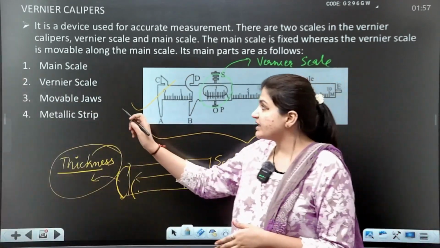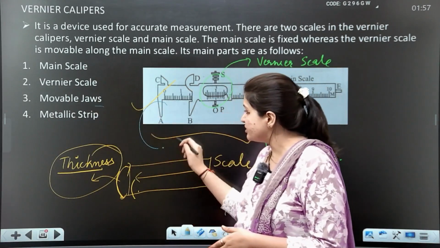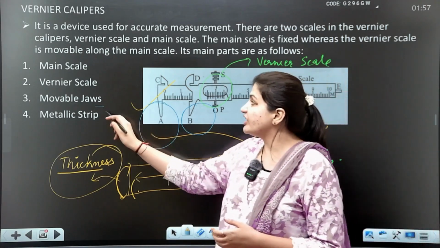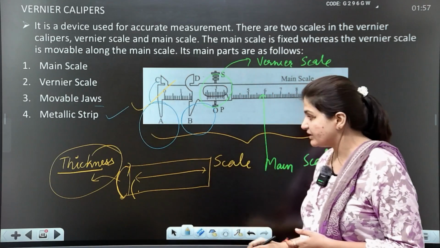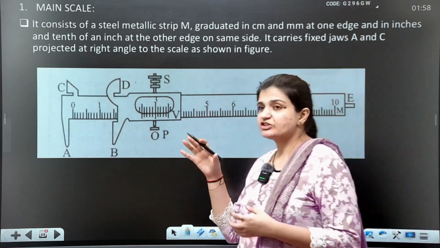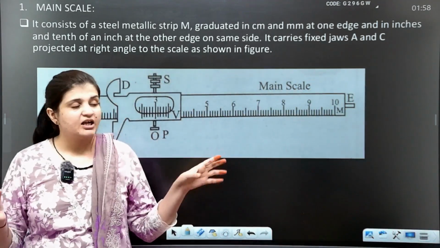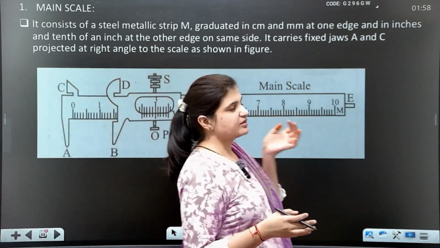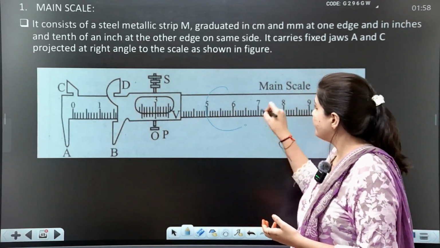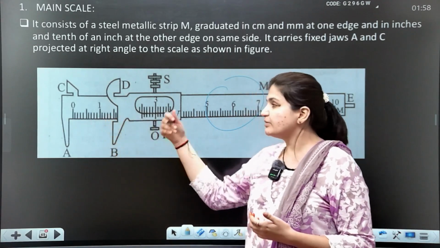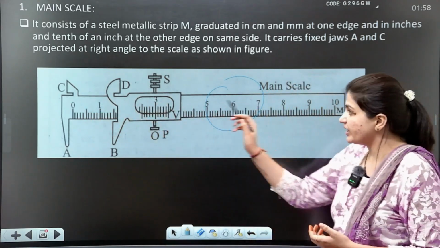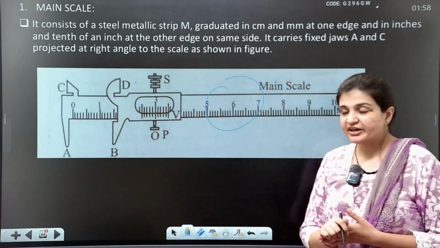We have the main scale, the vernier scale, movable jaws, which are the jaws in the vernier caliper that can be moved, and the metallic strip. The main scale seems to be like a normal scale, which can measure the length of any wire or instrument. It is very similar to a scale, where the readings go from 0 to 10.